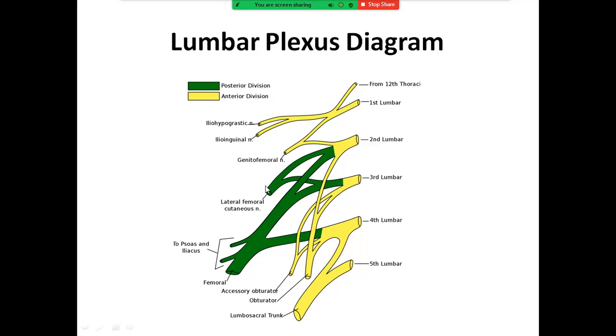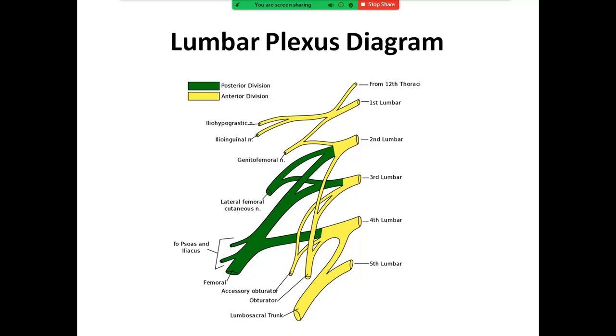The anterior division of L2, L3 and L4, the anterior division of these three nerves, forms the obturator nerve. That is, here is the obturator nerve, which is arising from L2, L3 and L4. This is the obturator nerve. The posterior division is being represented in green color. The posterior division of L2, L3 and L4 gives a branch to femoral nerve.